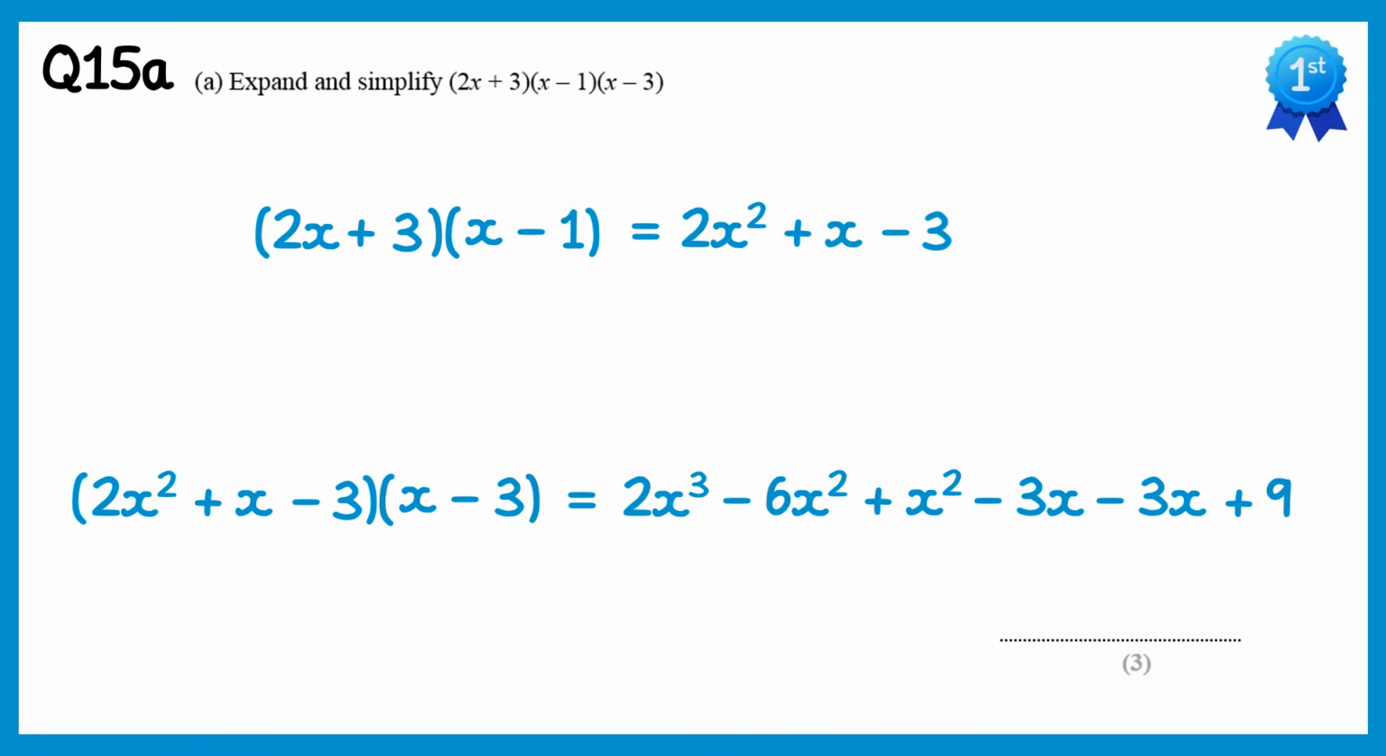We have some simplifying to do here. There's only one term with x cubed, so 2x cubed. For the x squareds, we have negative 6x squared add x squared, which gives you negative 5x squared. Negative 3x take away negative 3x is negative 6x, and then there's a plus 9 at the end.